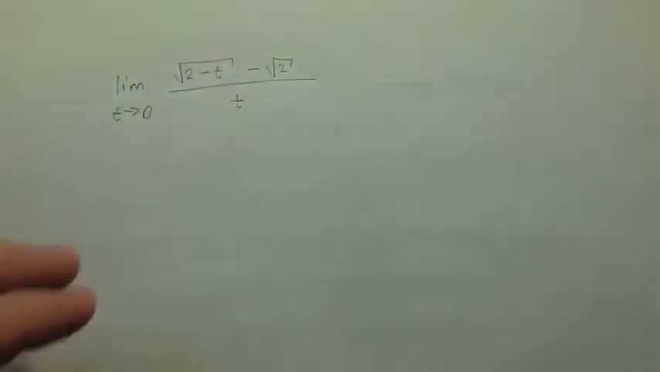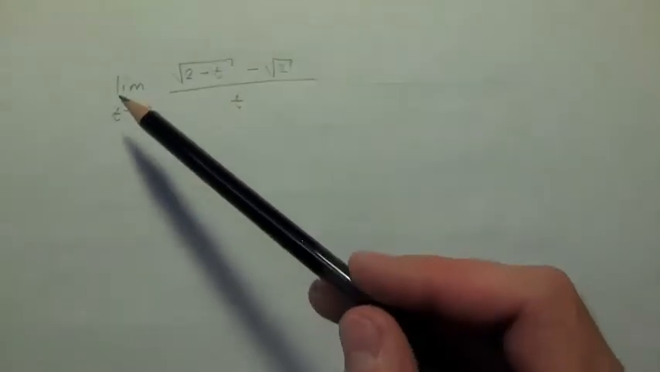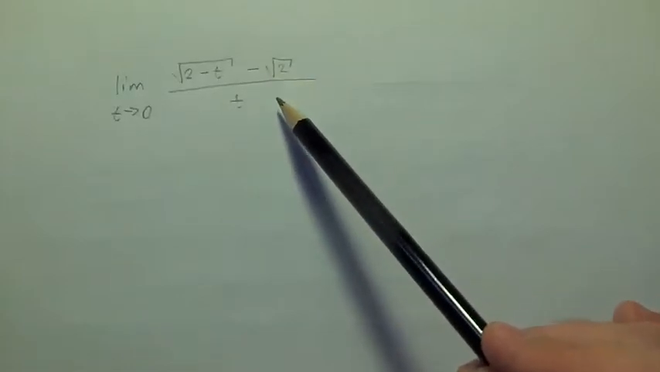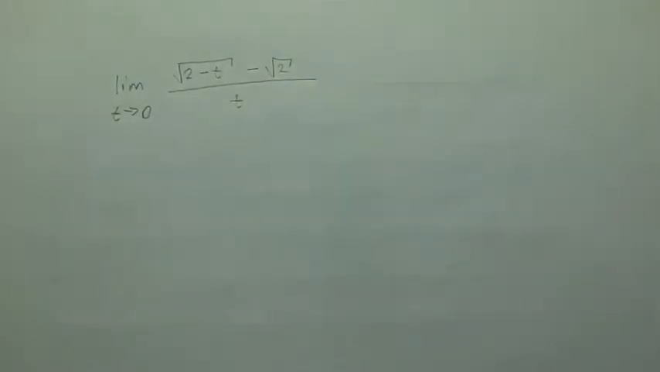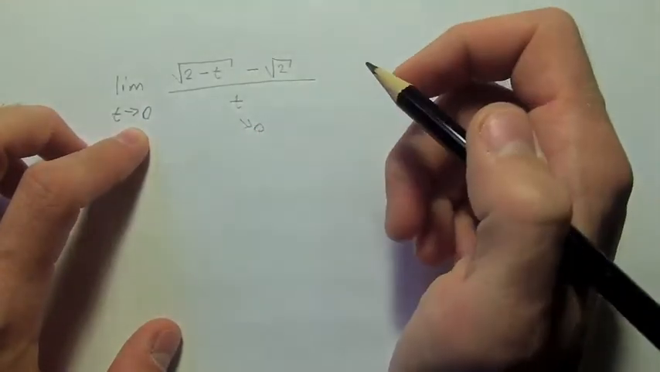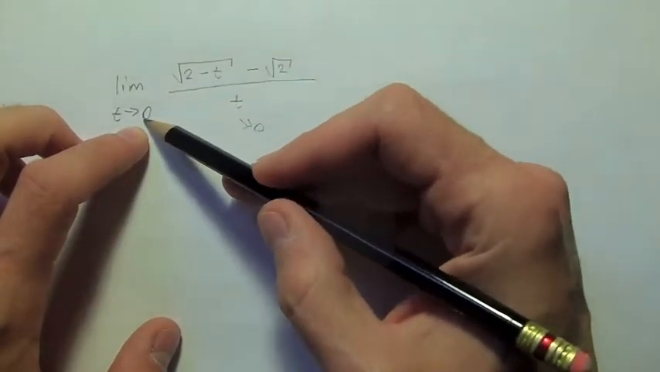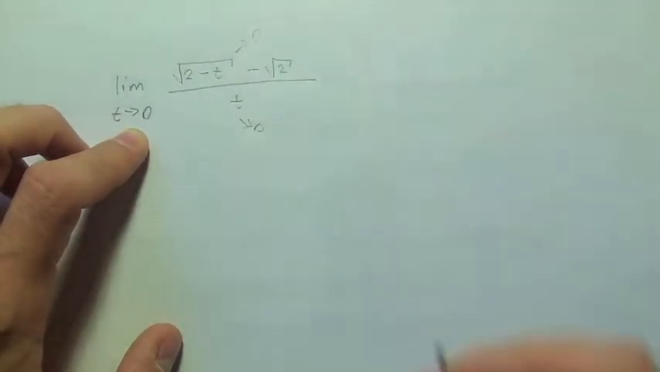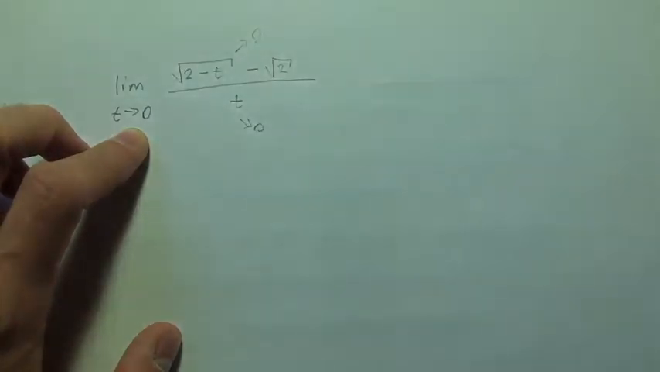Okay, next example we're going to look at is the limit as t goes to 0 of the square root of 2 minus t minus the square root of 2 all over t. This should look really familiar, actually. This is very similar to the one we did in the lecture. Here, though, we see square roots, and specifically, if I plug in 0, in the denominator t is going to go to 0, and the numerator will too. When I plug in 0 for t, I get the square root of 2 minus the square root of 2, which also goes to 0. This is a 0 over 0 case.